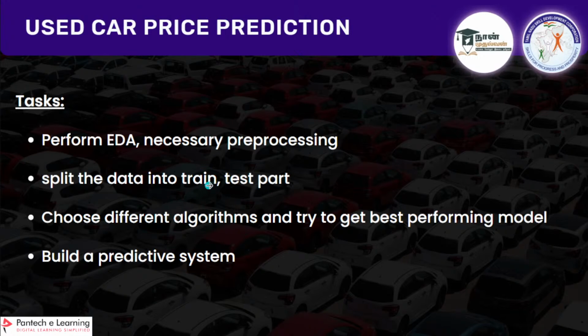When you come to the train test split, you can apply some other things too. What pre-processing can you do? You can scale the values, you can encode them, you can do feature selection or feature extraction with PCA. Do all those necessary things: perform EDA, necessary pre-processing, split the data into train and test, then go into the machine learning problem.